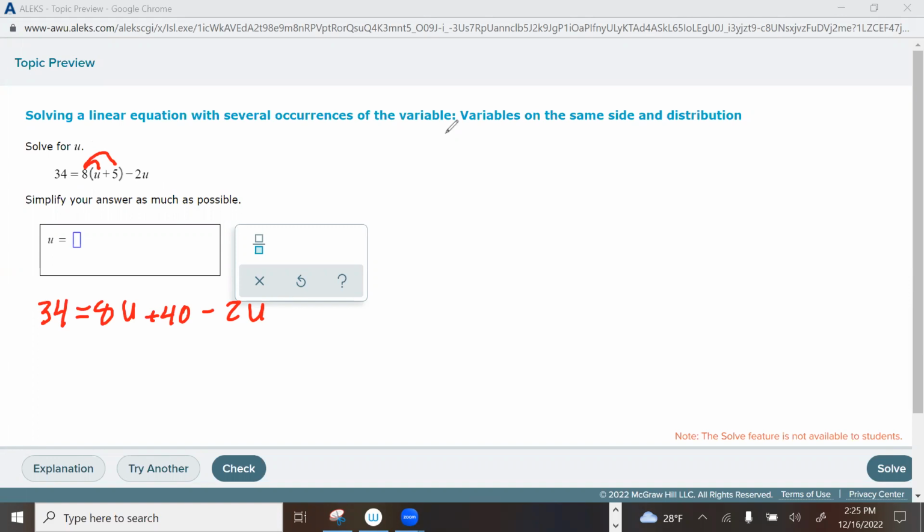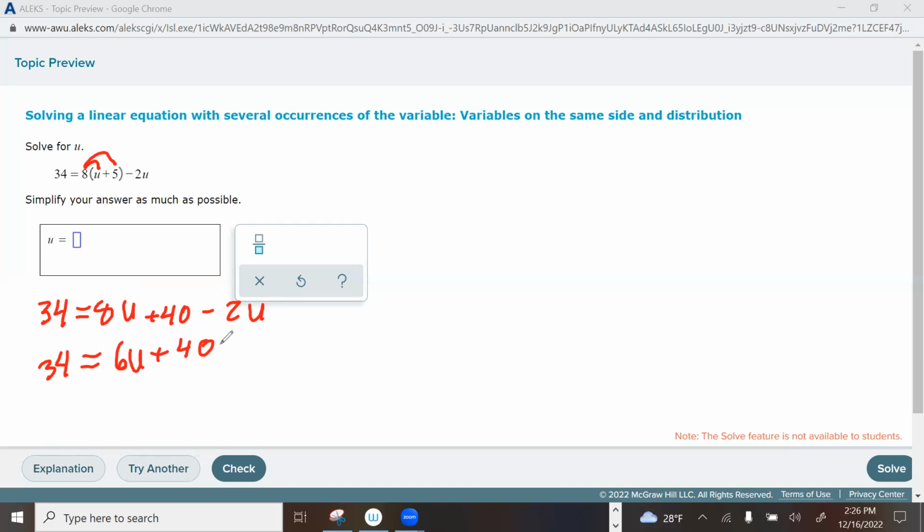Now, the difference on this problem is the variable appears in two different locations. They're both on the left side, and they're like terms, they both have a u. So I can combine them and say, I have a positive 8u minus 2u's. Well, that's going to be 6u's. And then the plus 40, we didn't do anything with it.